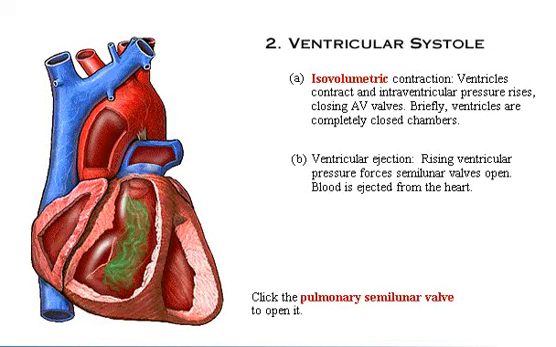The ventricular ejection phase begins when rising ventricular pressure forces the semilunar valves open. Blood is then ejected from the heart into the pulmonary trunk and aorta. Click the pulmonary semilunar valve to see it open and to see blood leave the heart.